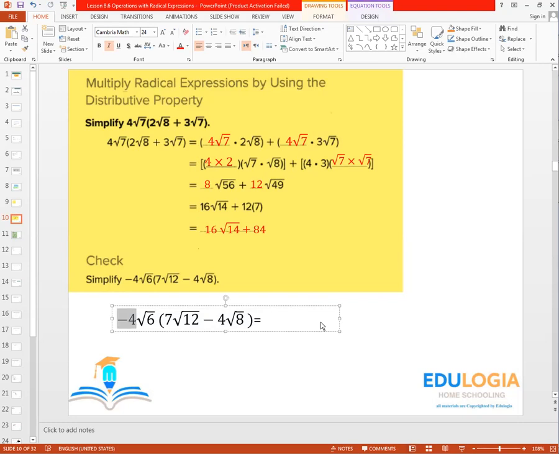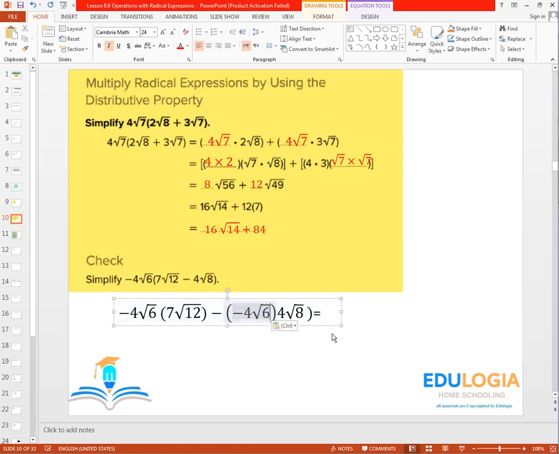Of course. Okay, we distribute the negative 4 root 6 to 7 root 12. We make the distribution. So I'll multiply negative 4 root 6 by 7 root 12. Then, once again, I have to multiply minus root 6 by minus 4 root 6 and by 4 root 8.